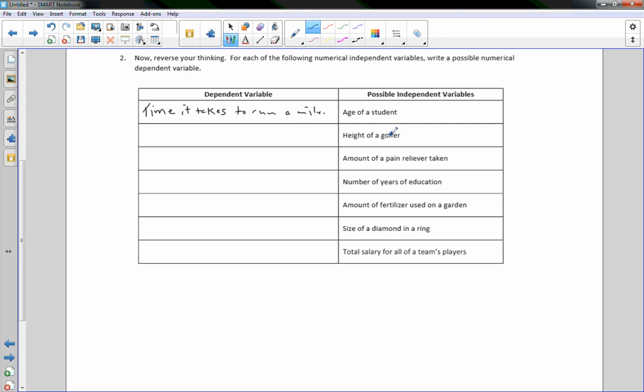Okay, height of a golfer. So if you substitute in an equation, okay, I have a 6 foot tall golfer and he can do this, or I have a 6 foot three golfer and he can do this. What do you think in that game would change because of the height of the golfer? And possibly what? Distance of drives? Off the tee?